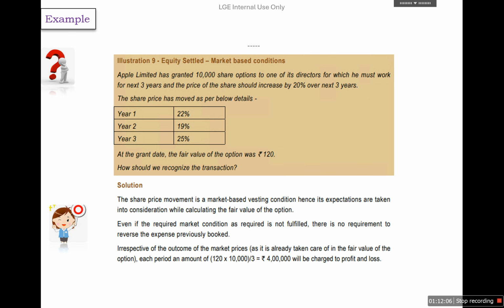Next is the market based condition. So in a market based condition, we are not supposed to reverse the expense. We need to book the expense.